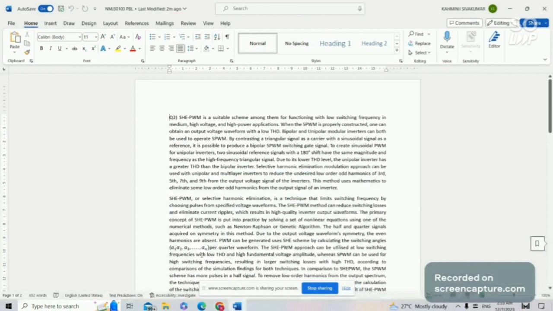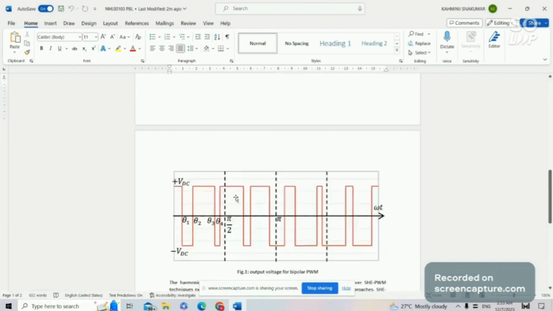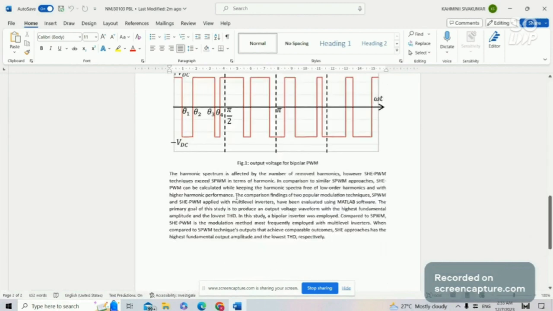Today I'm going to discuss question number 2, which asks us to distinguish between SPWM inverter and SHE modulation inverter in our opinion with justification, and which one has the better output. So according to us, the harmonic spectrum is affected by the number of removed harmonics.